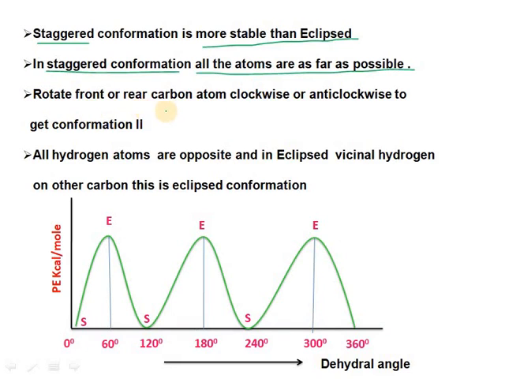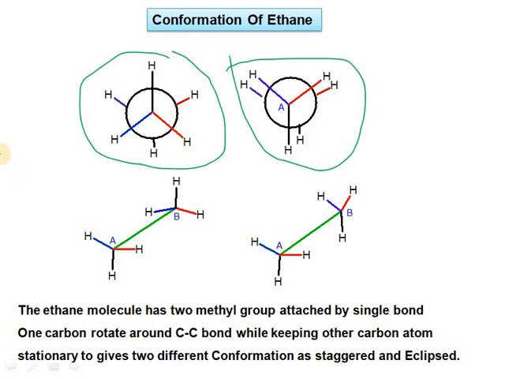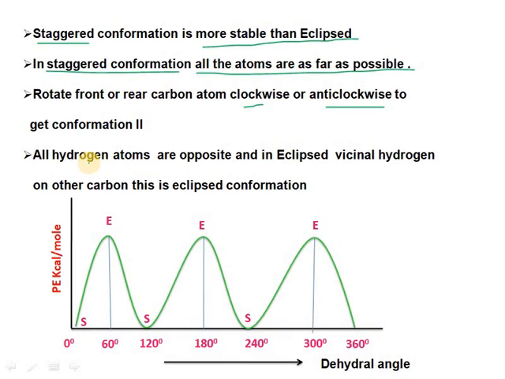Therefore, rotate the front or rear carbon atom clockwise or anti-clockwise to get the second conformation, like this. This is the second conformation, and hence all hydrogen atoms are opposite, in eclipsed the vicinal hydrogens are on the other hand eclipsed.